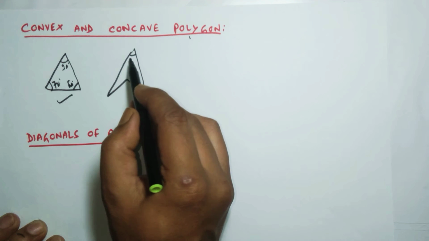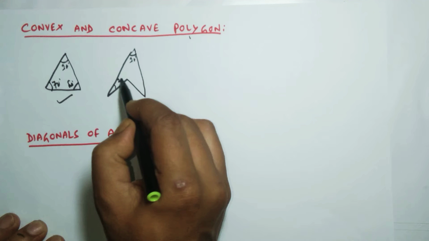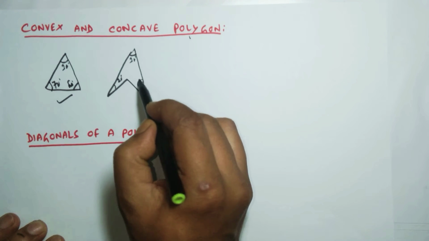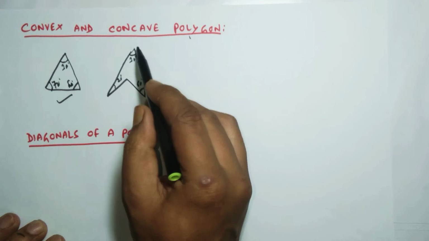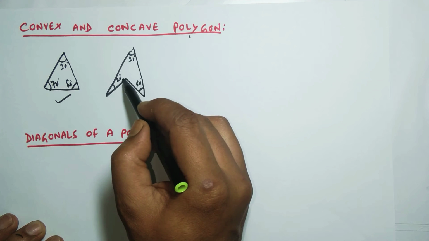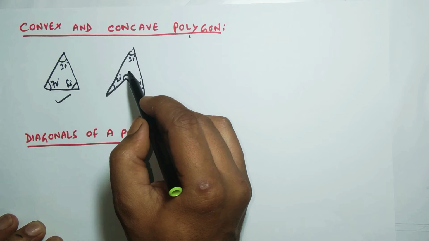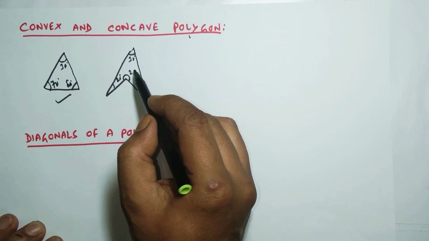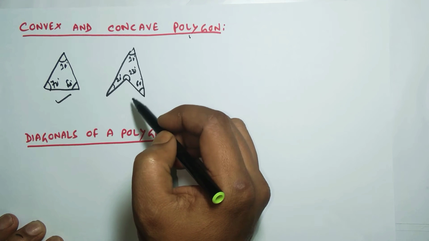Suppose this angle is 30, suppose this angle is 20, suppose this angle is 60. And you see this is having 1, 2, 3, 4 sides, so this is a quadrilateral. And suppose this angle is 200, and suppose this angle is 250. Now see the angles here.